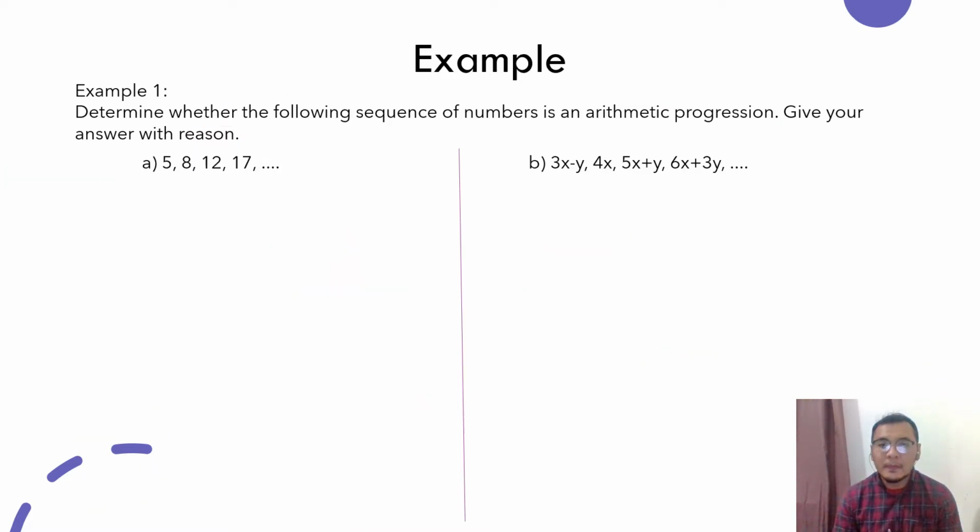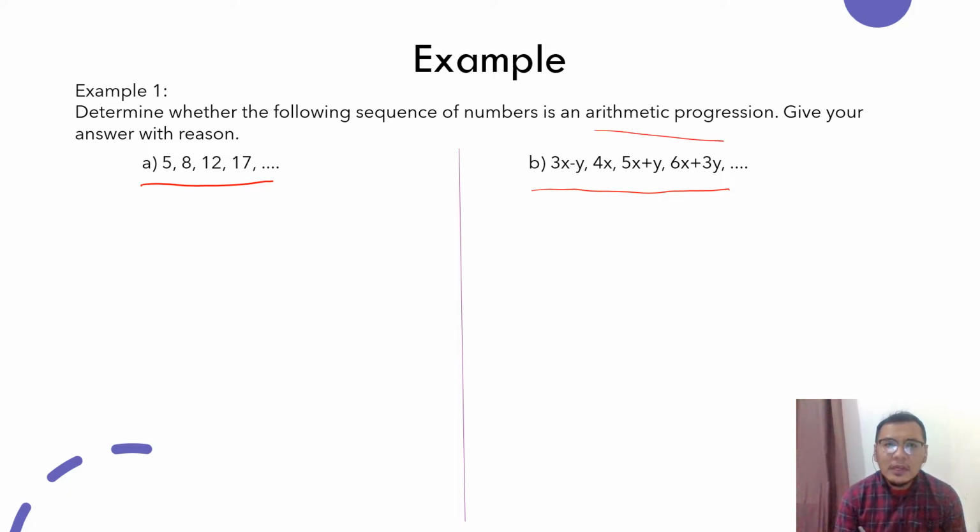Okay, let's go to the example. Example 1. Determine whether the following sequence of numbers is an arithmetic progression. Give your answer with reason. So we have question A and question B. We go to the first question first. A. Determine whether the following sequence of numbers is an arithmetic progression.